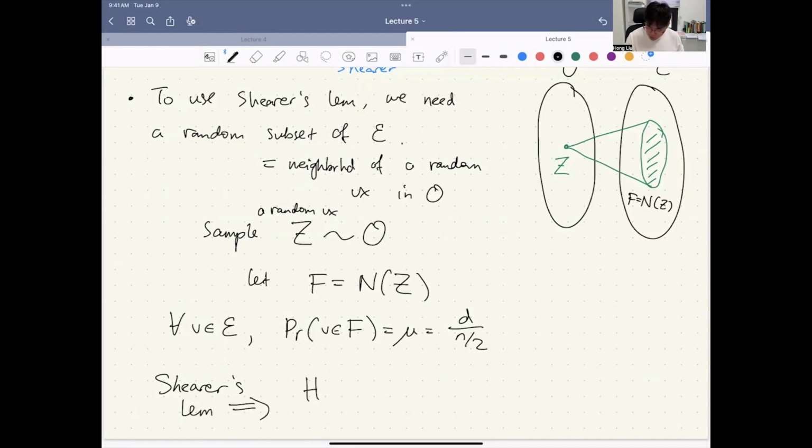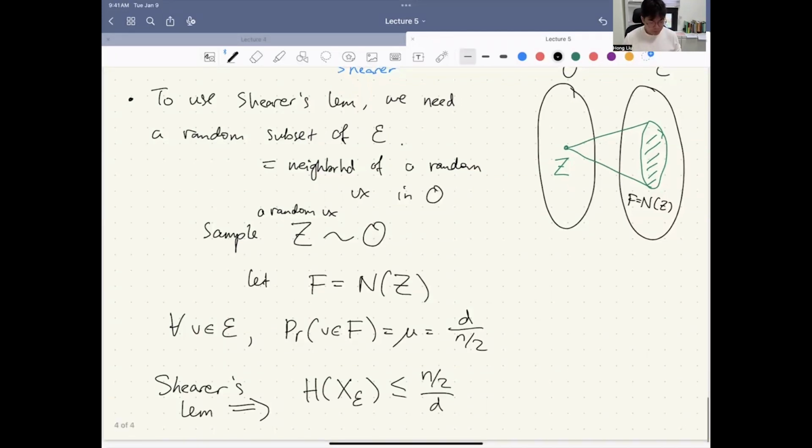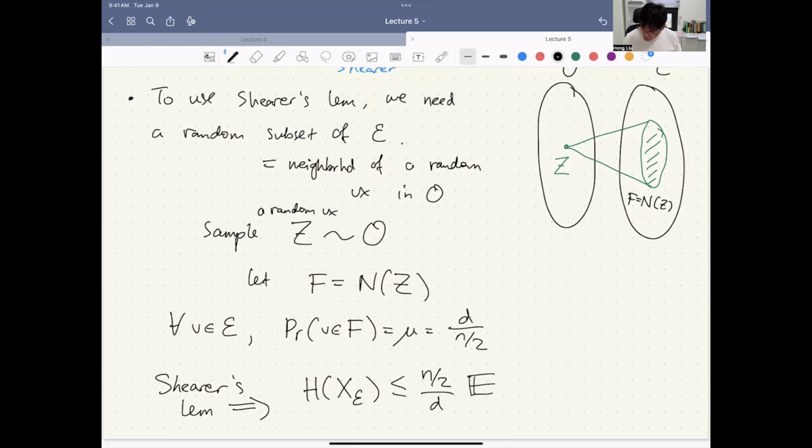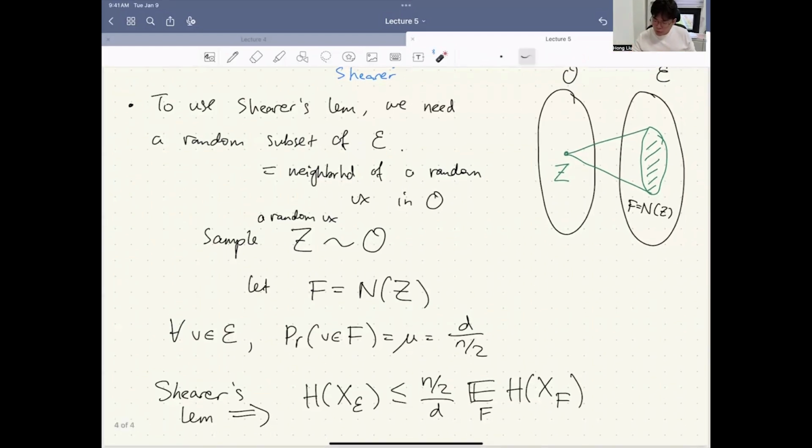That the entropy of the even side is at most 1 over mu, which is N over 2 over D, times the expectation over a random set of coordinates F of the entropy of the projection to this random set of coordinates, X_F. You look at the random projection: this is X_E, now we project it to F.